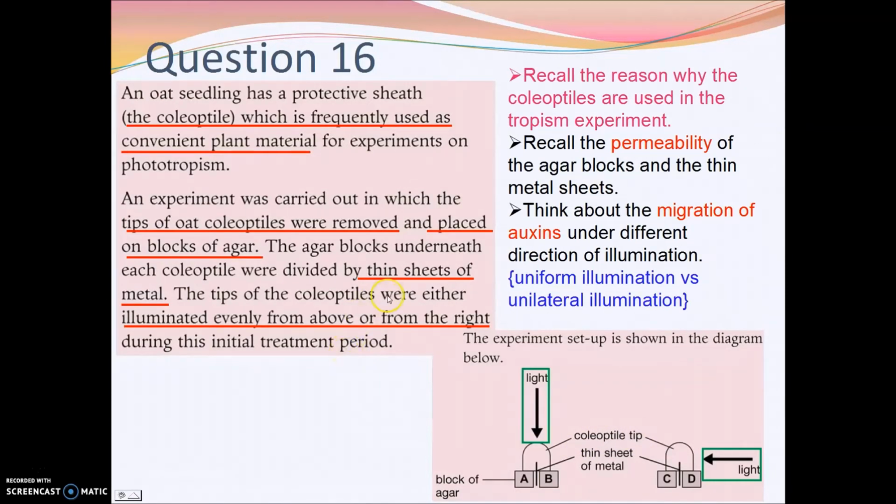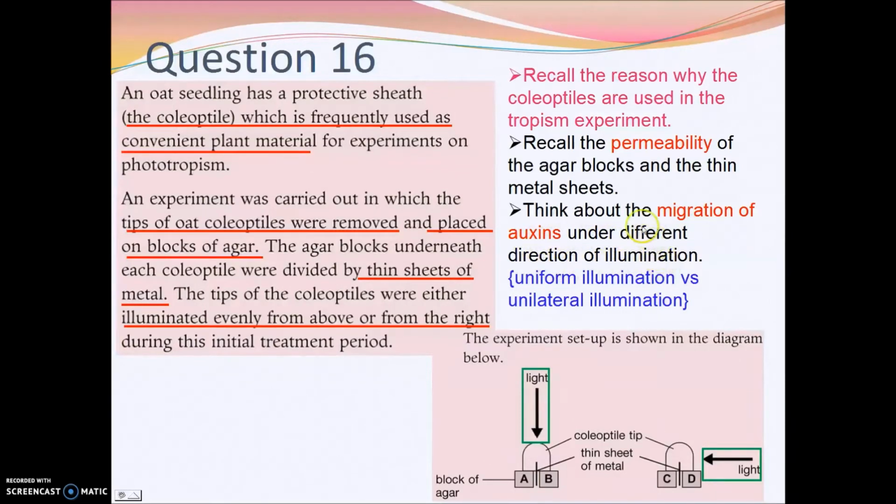And after that, there are two cases. The first case is that we shine the light evenly onto the tip, and let's see how the auxin moves. It is the uniform illumination, illuminated evenly from above. And the other case is that there is a unilateral illumination from the right hand side onto the tip.